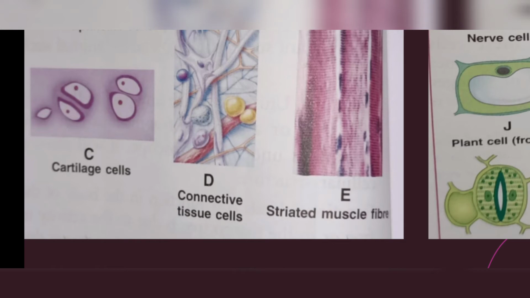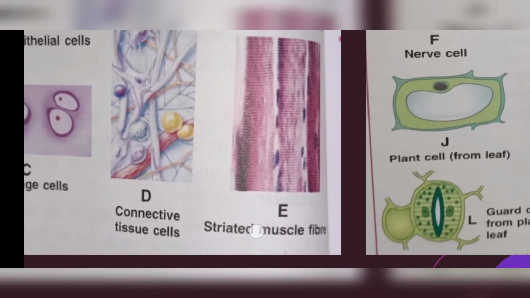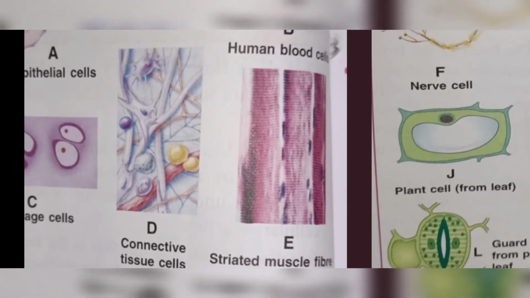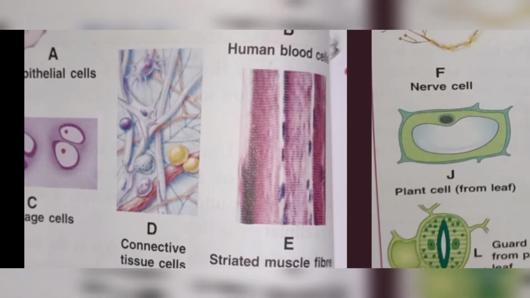Then you can see connective tissues. What are connective tissues? Tissues that connect our skin to our bone or muscles are called connective tissue cells.